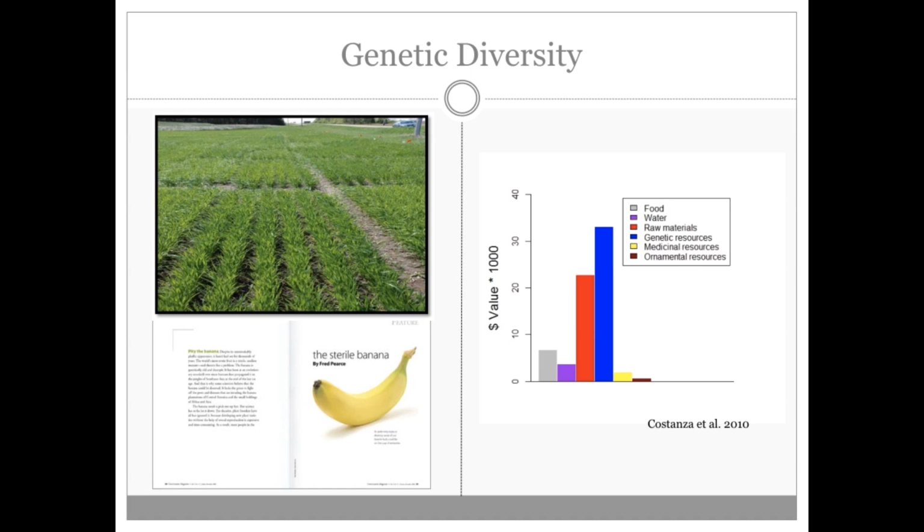And the banana is the classic example of a species that is threatened because of the lack of genetic diversity. The bar plot opposite the banana demonstrates the potential economic value of genetic diversity. So how much is it worth? The reason for including this figure is that genetic resources are among the most valuable provisioning services that provide direct benefits to society. Genetic resources are shown in the blue bar, and you can see that it is 3 to 4 times greater than the value of food production alone.